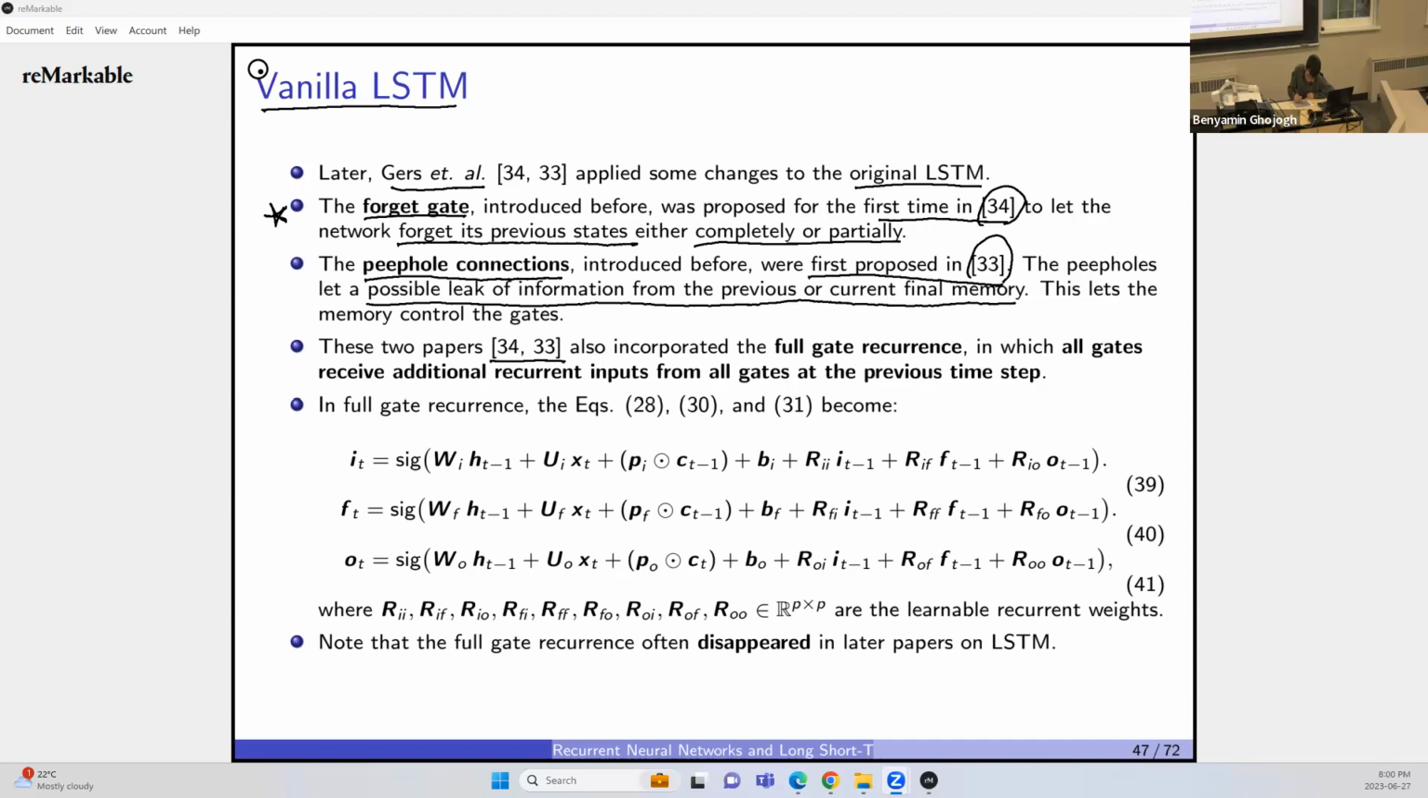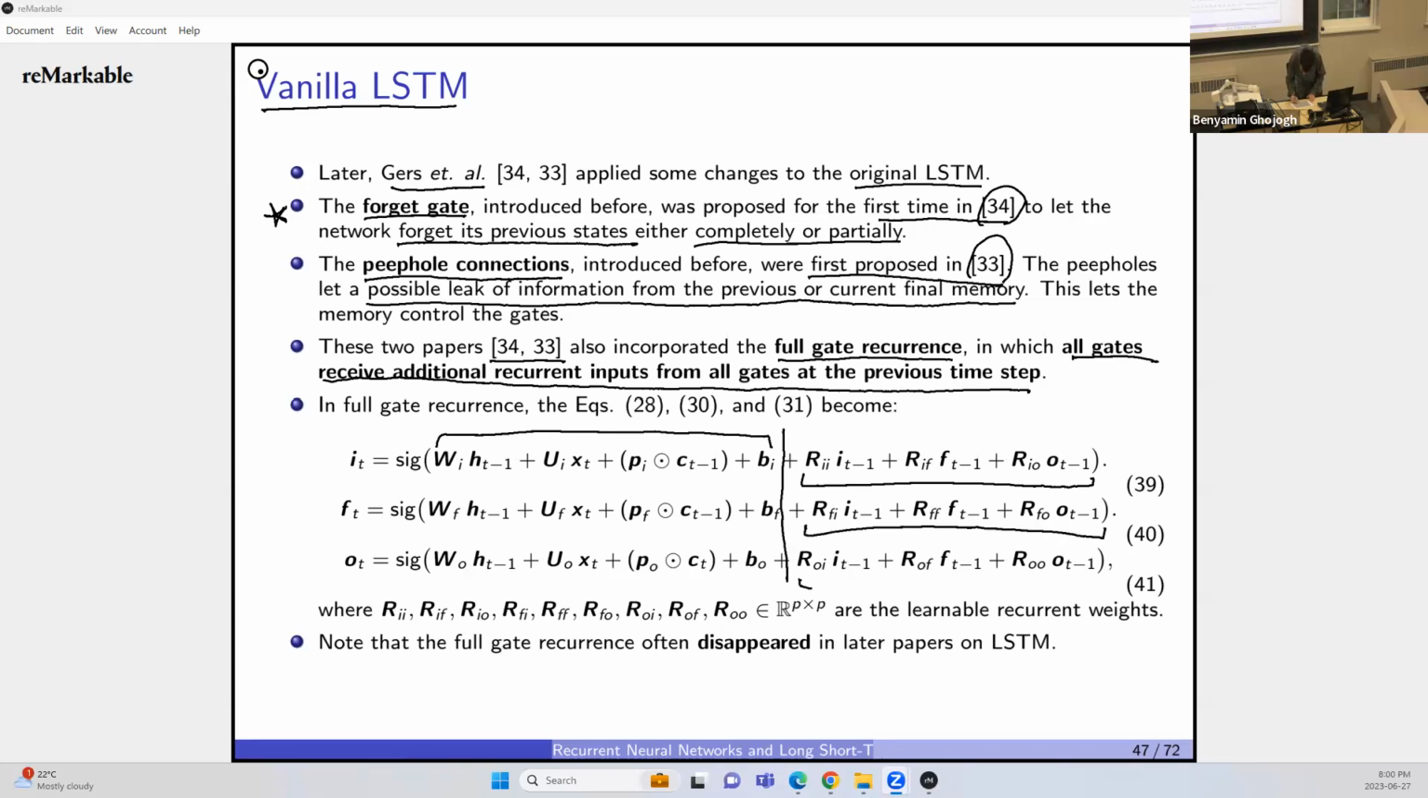These two papers also incorporated the full gate recurrence, which is these equations, in which all gates receive additional recurrent inputs from all gates at the previous time step. So we have additional terms. What are these? So far we only talked about these terms here. However, all of these are added.